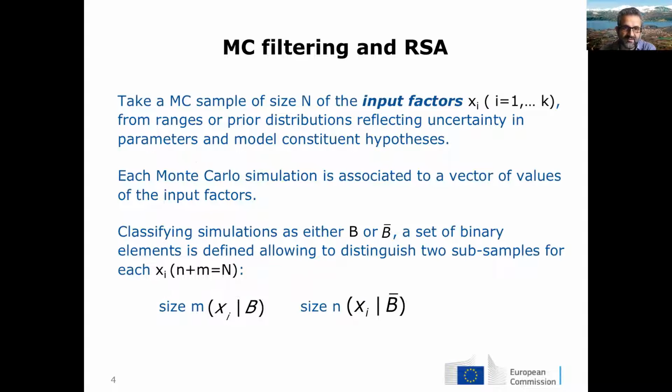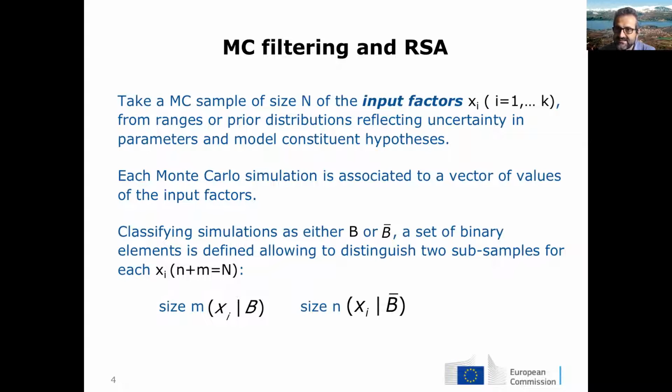In practice, you have a Monte Carlo sample of size N of all your input factors. You propagate it through the model, and then this big N sample will have two subsamples, small n and small m, where there will be m draws which are behavioral, so they stay within your thresholds and criteria, and n will stay outside those, so they are non-behavioral.